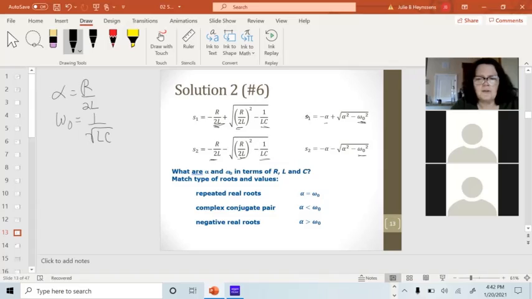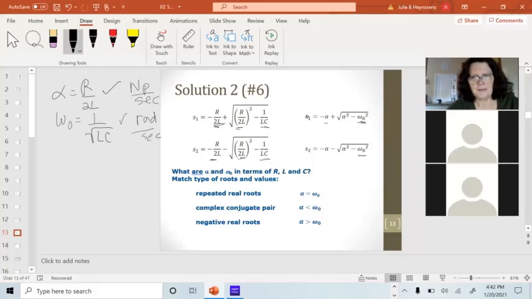So if I look at my series circuit, if I know R and L, I can calculate alpha. And alpha's in these funny units called nepers per second. And omega naught, if I know L and C, I can calculate omega naught. And omega naught is in a more familiar unit called radians per second.